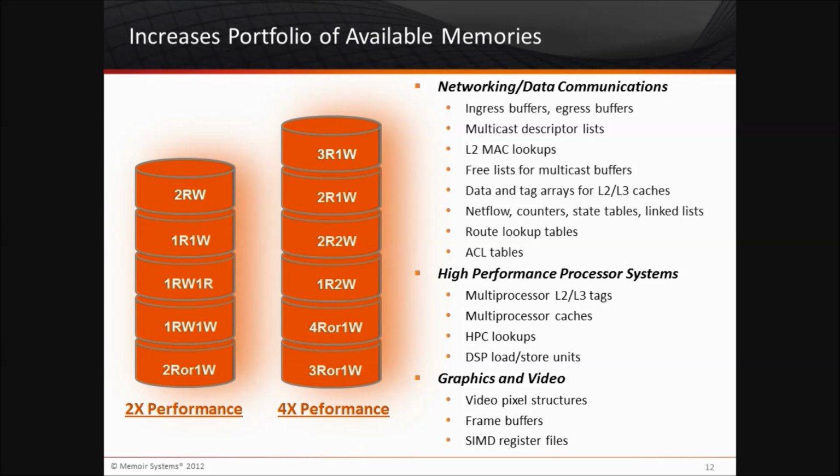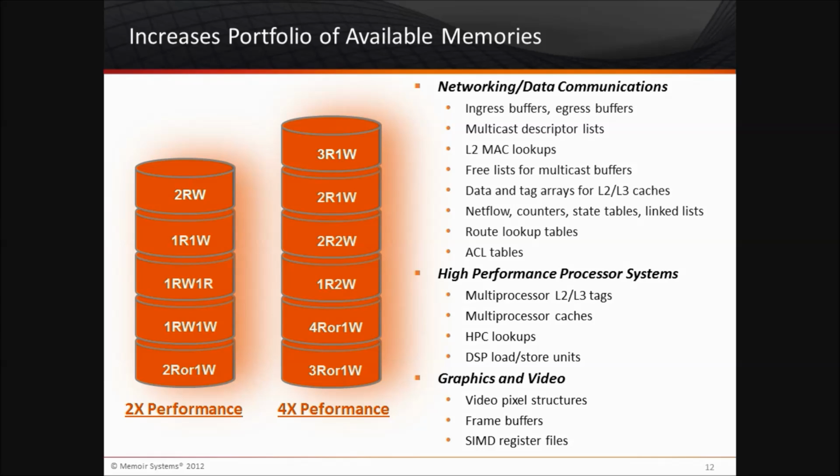You can, of course, get a large portfolio of memories with this approach. So here we've shown more than 10 different memory compilers built algorithmically. And we see a lot of uses in networking and communications, as well as data path buffers, L2, L3 caches, which need to be multiported. What's more interesting here is you find some esoteric memories. For example, you can look at a memory here that gives you 4 read ports or 1 write port.